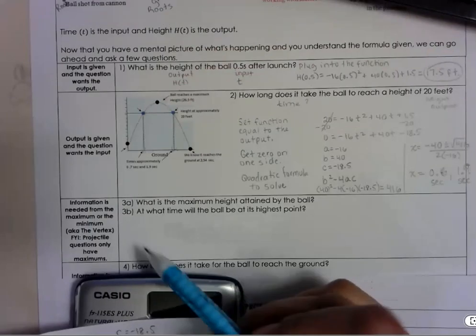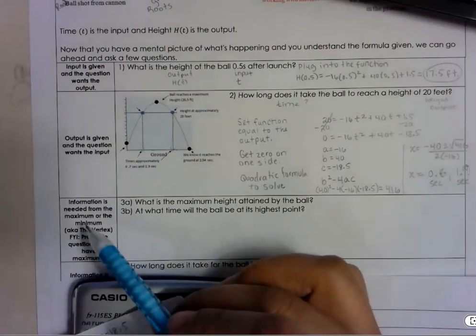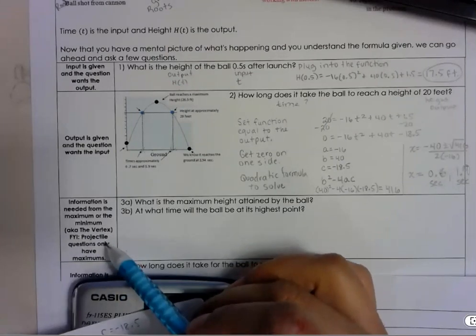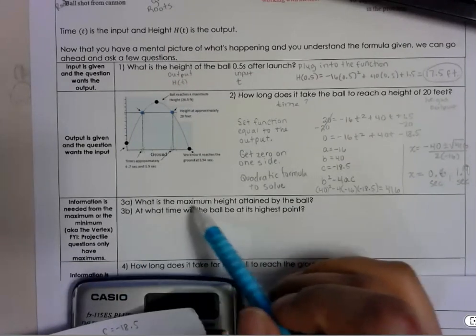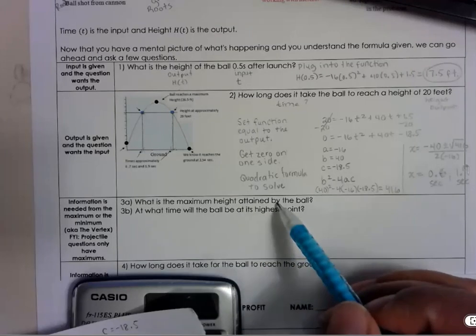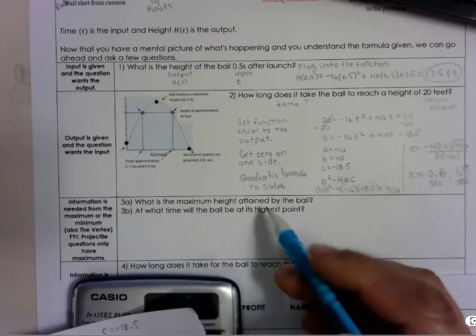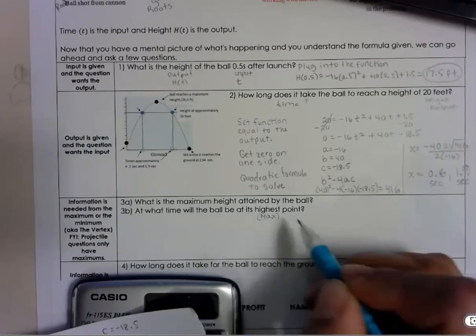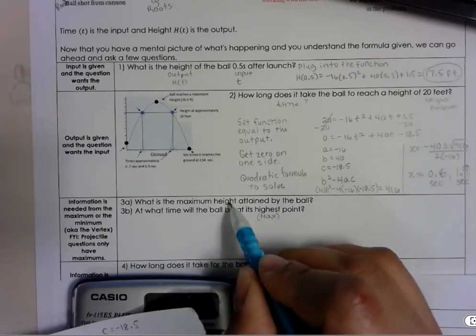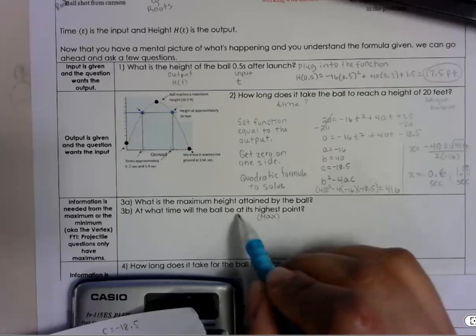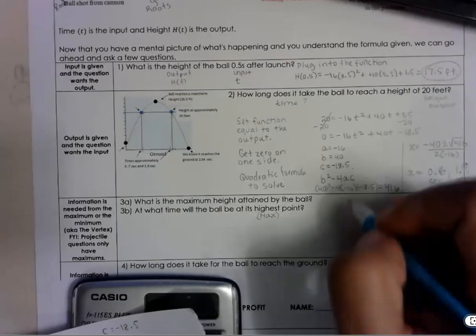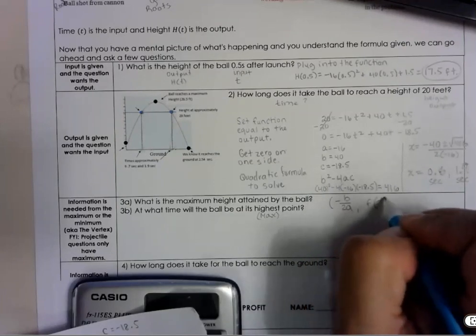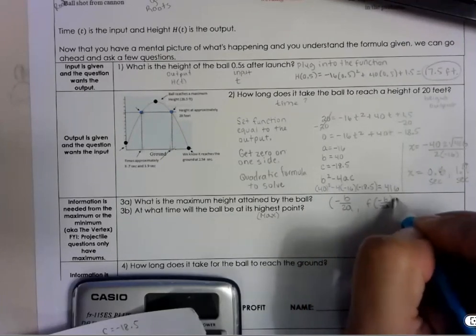The third type of problem that you're going to be asked to solve is to get information about the maximum or the minimum, also known as the vertex. So the questions might ask you, what is the maximum height attained by the ball? Or at what time will the ball be at its highest point, or the maximum, or the greatest point, right? So here they're asking you about the height or the y value, and here they want the time at the highest value. Once again, I'm going to use negative b over 2a, and then I'm going to plug it into the function to get that value.